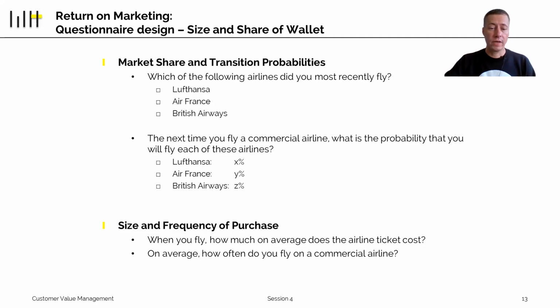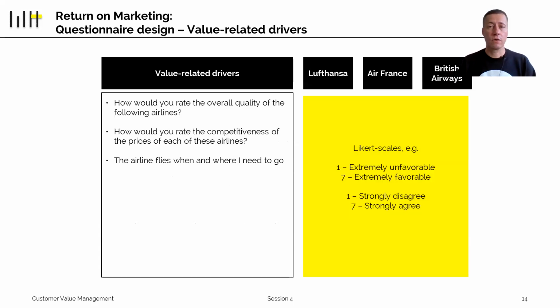The next part of the survey is that we have to understand the different drivers of the different elements of equity. So we need to sit down and think, what are the value-related drivers in our industry? This is very industry specific, so it depends from one case to the other. But in airlines, it might be: how would you rate the overall quality of airlines, the competitiveness of prices, and possibly the routes and the schedules. You identify all the most important value-related drivers, and you ask consumers to rate them on a scale from 1 to 7 for each of the competitors.